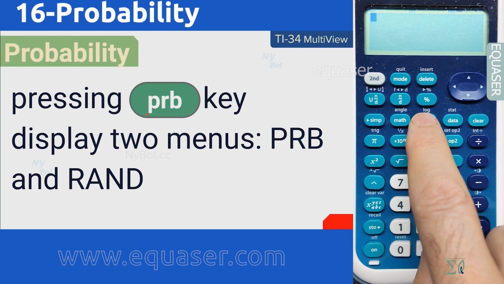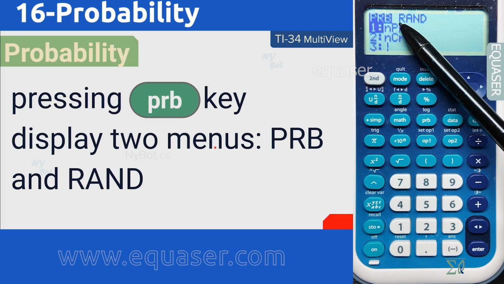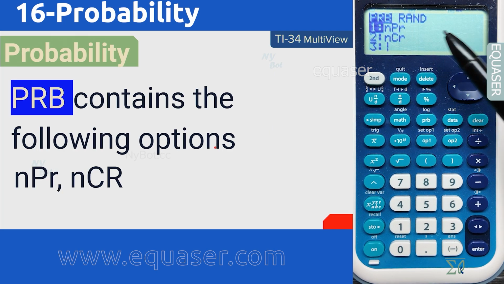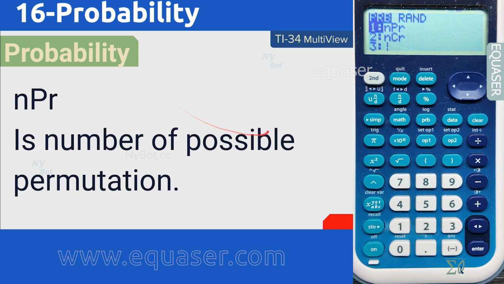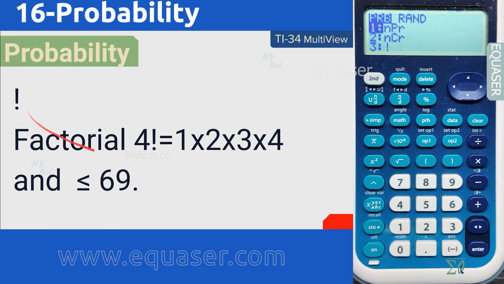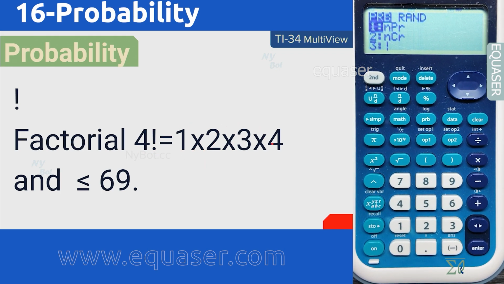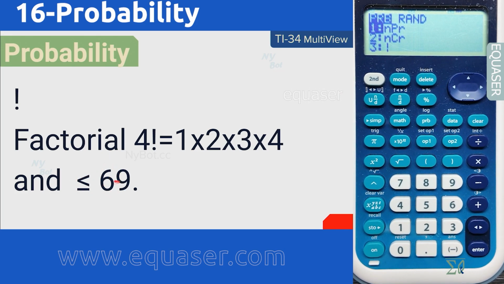When we press PRB, this button that we display, the calculator displays two menus, PRB and RAND. PRB contains the following options: nPr, nCr, and the factorial. nPr is the number of possible permutations, P for permutation, and nCr is combination. And then factorial is when you write 4 factorial, it's equal to 1 times 2 times 3 times 4, whatever this value is. But it cannot exceed 69, so it should be equal to or less than 69.